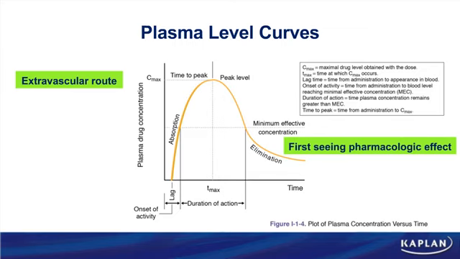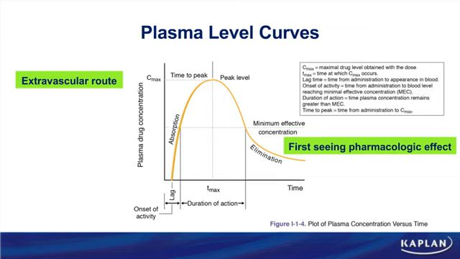So our second term is onset of activity. That's defined from time 0 until I reach the MEC. And the onset of activity does include the lag time because it starts at time 0. Once I've crossed the MEC, in the process of absorption, the drug continues to rise in the plasma. The levels continue to go up until I reach a peak. I reach the peak, and then I begin the process of elimination. And during that process of elimination, plasma levels are going to go down and eventually cross the MEC a second time. So here's our third term. It is duration of action.